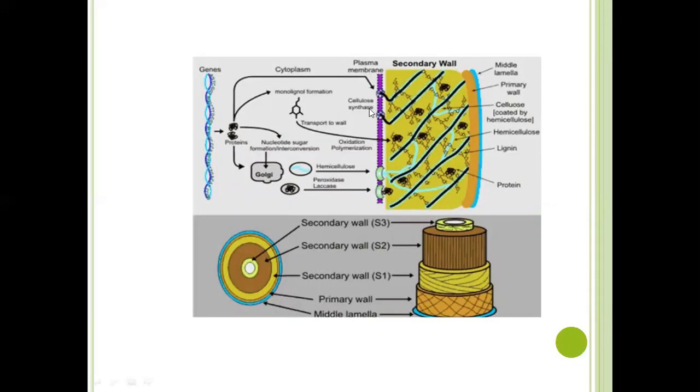This is the structure of the cell wall. This is the middle lamella. This is the primary wall. This is the cellulose, coated hemicellulose, hemicellulose, lignin, and this is the protein structure. The secondary wall is inner. In the secondary wall, S1 is here, S2 is here, and S3 is there. Then the primary wall, and this is the middle lamella.